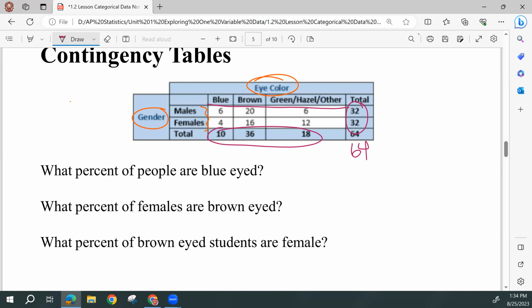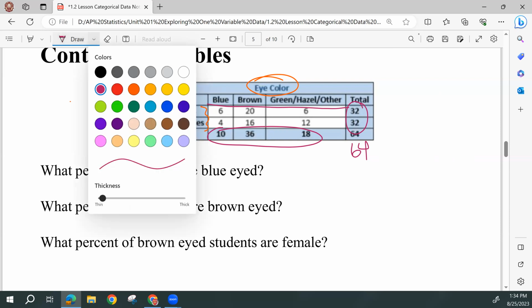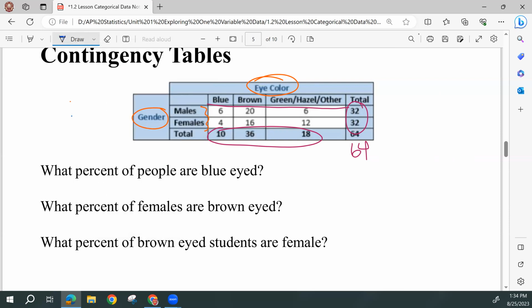discussed. And so we can pick information off of this table to answer some of these questions. We want to know the percentage of people that are blue-eyed. What percent of people are blue-eyed? So that would be, we want to look at all the people that are blue-eyed. There's 10 of them.